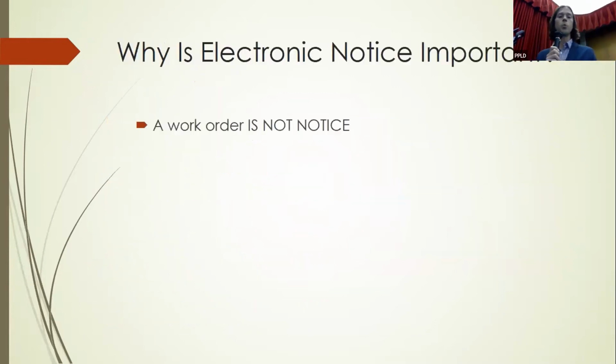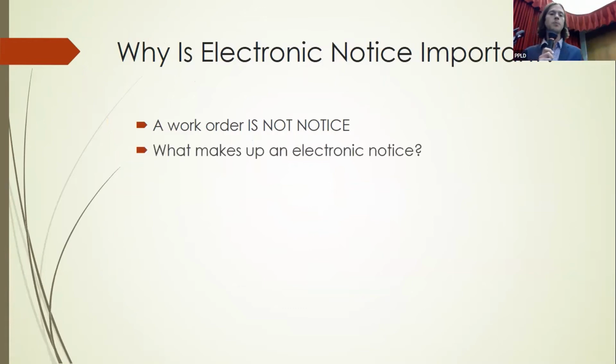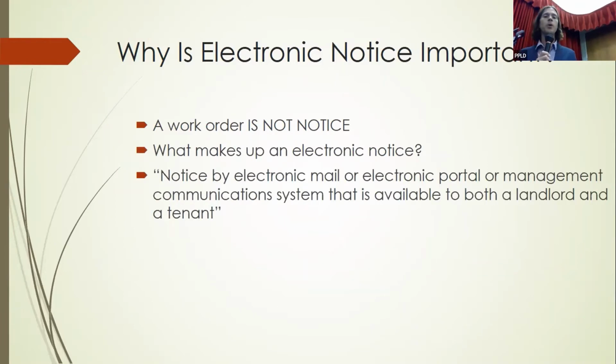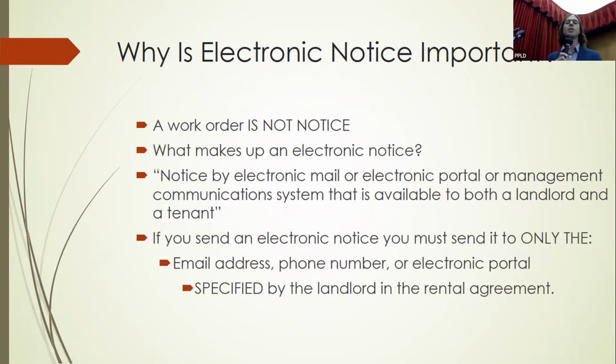So why is an electronic notice so important? Because that's really what I'm referring to here. A work order is not an electronic notice for the purpose of warranty of habitability. It is not. So what makes up an electronic notice? It is notice by email, portal, or management communication system that is available to both the landlord and the tenant. If you send an electronic notice, you must send it to only the email address, phone number, or electronic portal specified by the landlord in the rental agreement.